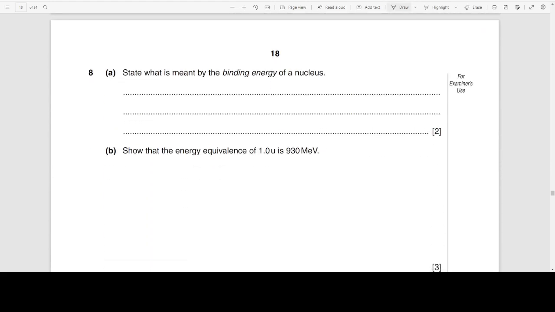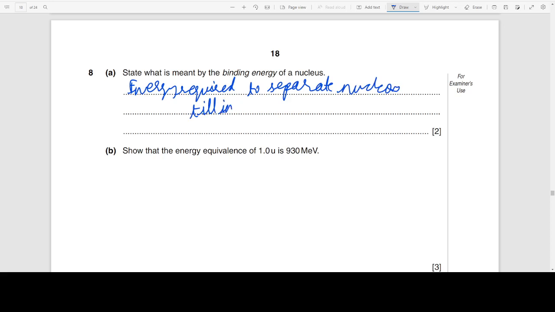Now, nuclear physics. Say what is meant by the binding energy of the nucleus. So binding energy is nothing but the energy required to separate nucleons till infinity. So that the energy equivalence of 1 U is 930 megajoules. So 1 U is 1.66 into 10 raised to minus 27.